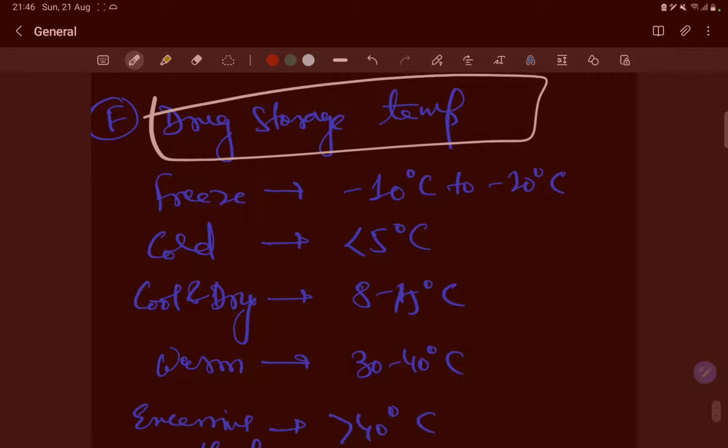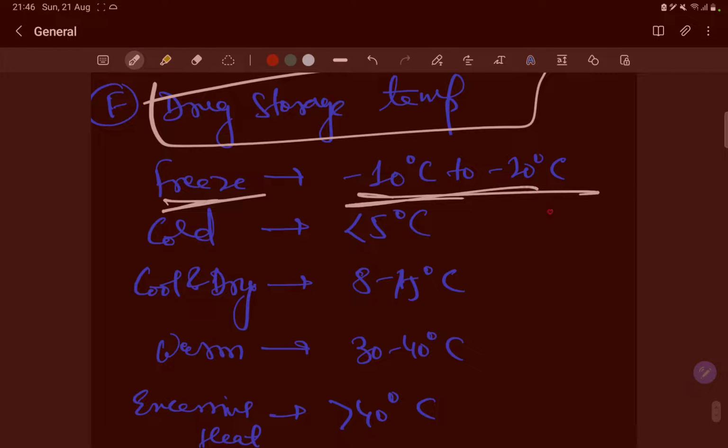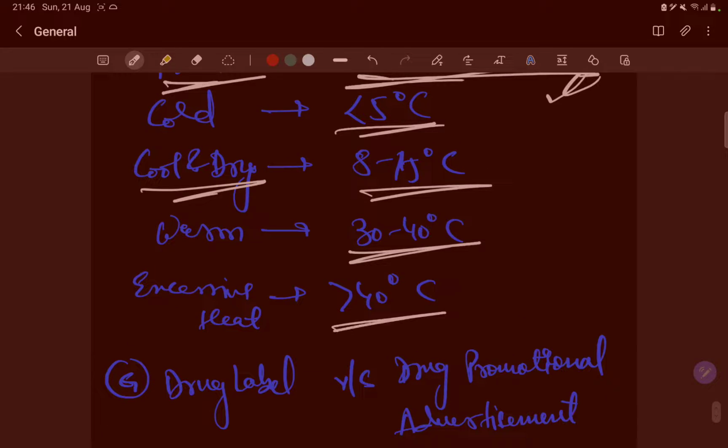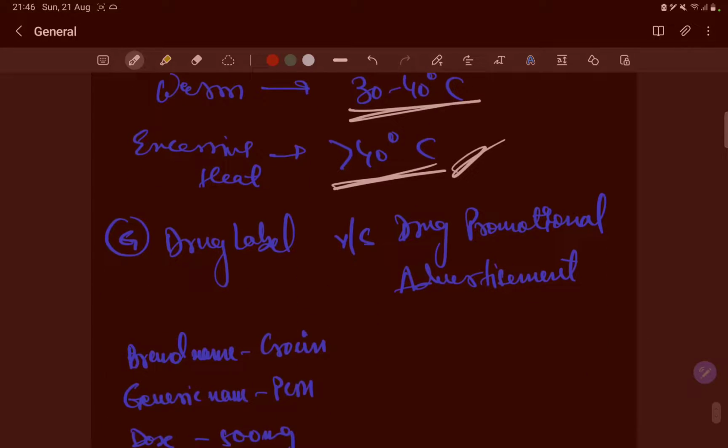Drug storage temperature: to freeze a drug is less than -10 to -20 degrees Celsius. Cold is less than 5 degrees Celsius. Cool and dry is 8 to 15 degrees Celsius. Warm is 30 to 40 degrees Celsius. Excessive heat is more than 40 degrees Celsius.